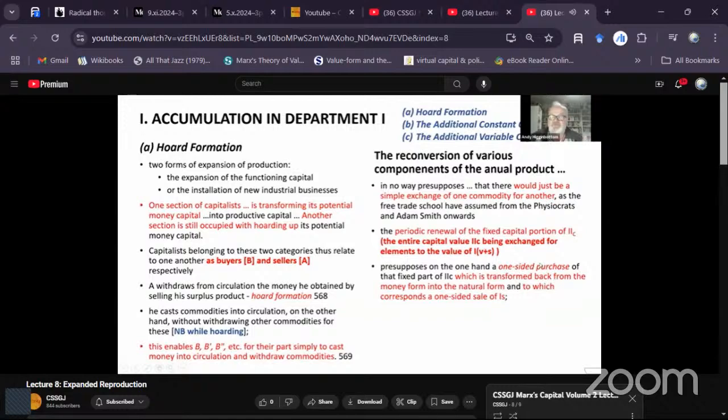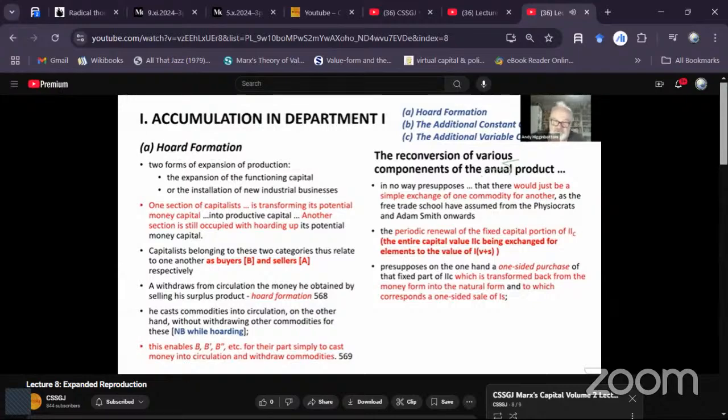Right. Well, he says, first of all, it's not automatic. Adam Smith and the physiocrats are wrong about this. It's not just one exchange for another and it all runs smoothly. We have to think about it more precisely by each category of the annual product. And we've got to think about the annual renewal of the fixed capital portion of Department 2, right?